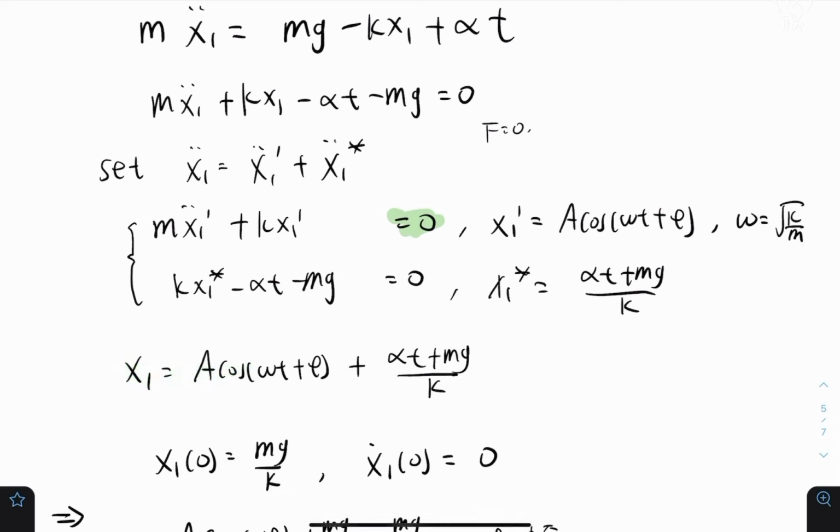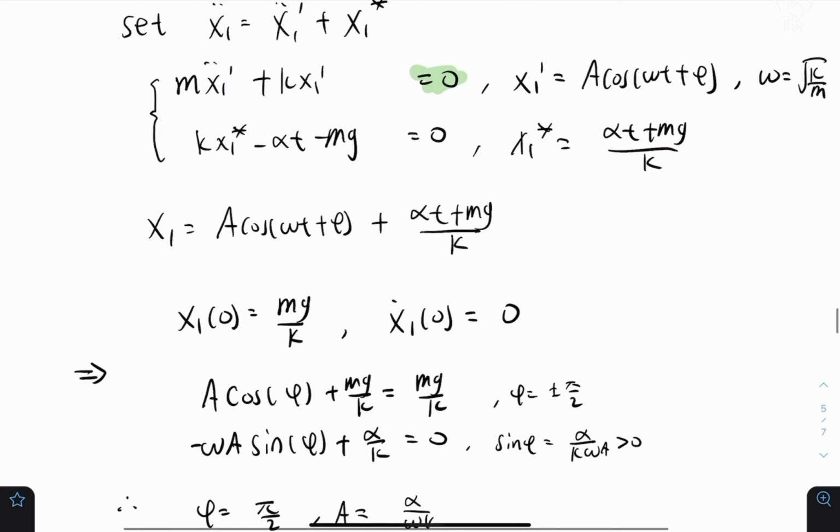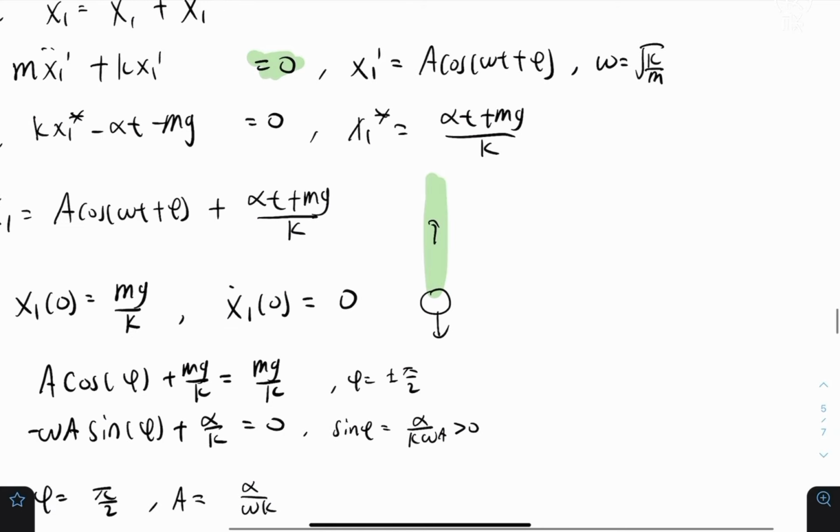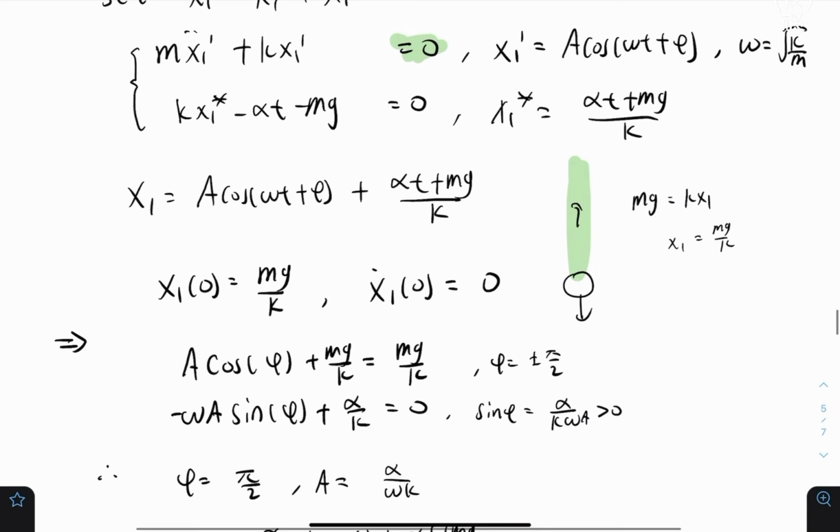And now let's consider the initial conditions. What's going on initially, right? Initially, the spring is at rest, so there's only the gravitational force and the spring force applied to the ball, and the forces are balanced out. So that is telling us mg is equal to k x1. So x1 initially is equal to mg divided by k. And so we will have this equation over here.